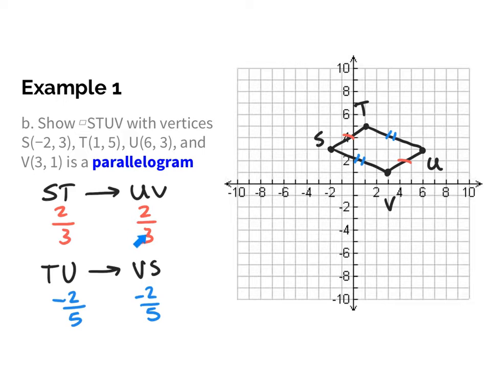I went up 2 over 3 again. So that one ends up working out just like we want. And then for the next segment, T to U, it goes down to right 5. And then from V to S, again, I technically went from S to V. It also goes down to right 5. So that works out too. So again, parallelogram means that the opposite sides are going to be parallel to each other.